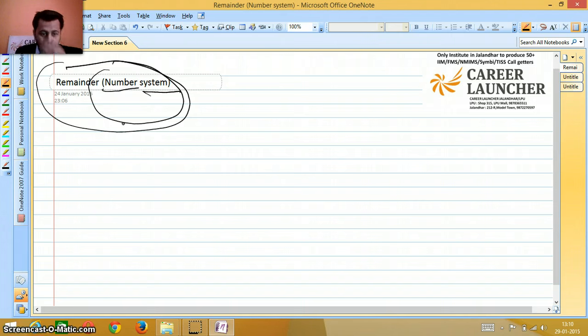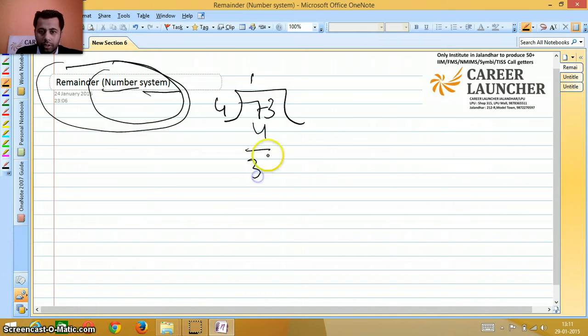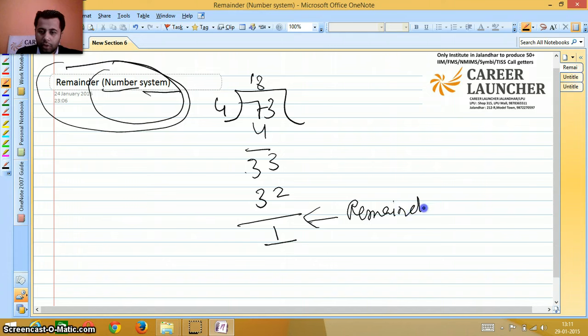Now, what do you actually mean by remainders? When we talk about remainders, division comes to our mind. Like if we divide some number, let's say 73 with 4, so 4 ones are 4, 4 eights are 32, and 1 is left out. This is the remainder, right? So remainder actually is the leftover. When you divide a number with another number, whatever is left over is called the remainder, right?